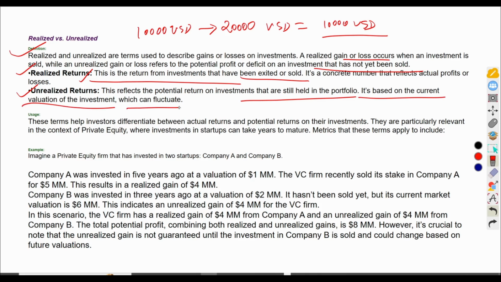So that depends on the market circumstances or forces as well. If you see market forces, positive forces, negative forces, then you see the fluctuation in value as well, and then an effect on unrealized returns also.